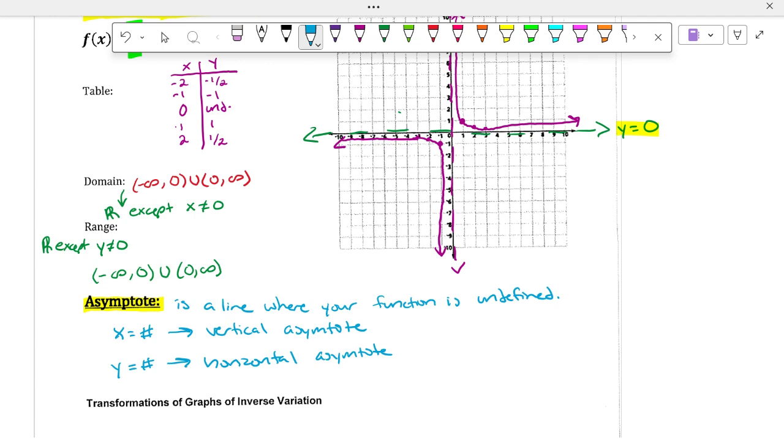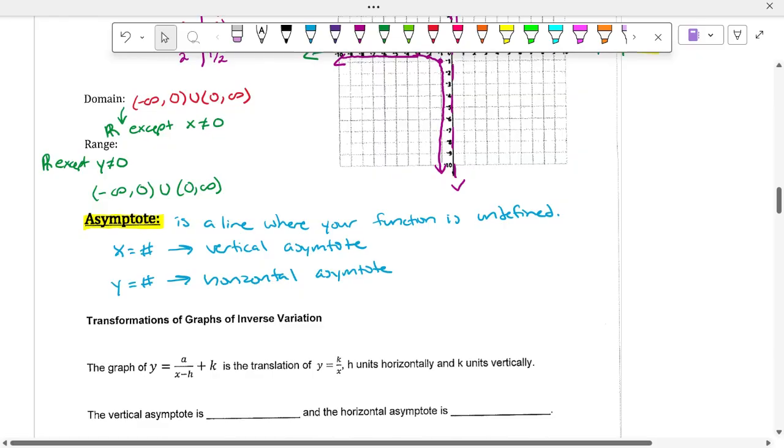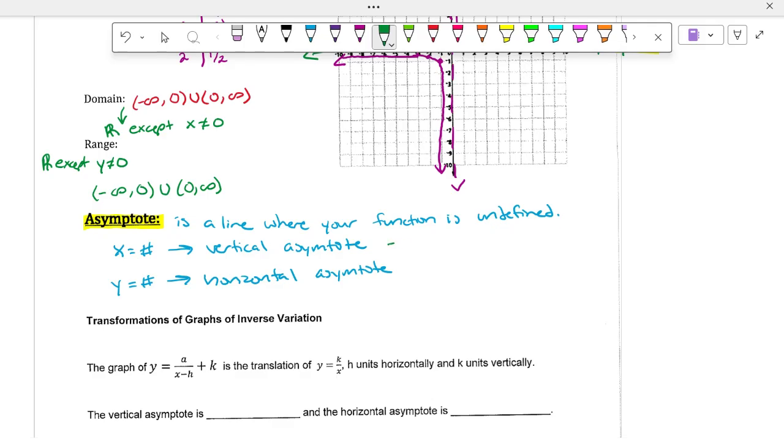So it's not just going to be some number. You got to say either x equals some number or y equals some number. Why? Well, if I just say where are the asymptotes at, if you just tell me two different numbers, but you don't put x or y equals, I have no clue where that is on a graph. All right, so in this case, we would say our vertical asymptote is at x equals 0. Our horizontal asymptote is at y equals 0 for this specific graph.